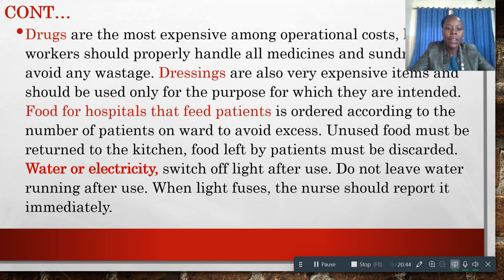Then we also have another supply of water and electricity. So for water or electricity, what are you supposed to do as nurses in regards to hospital economy? One, you have to switch off lights after use. If you're in a department, if you're in a ward, you're done using that light, make sure you leave it off.